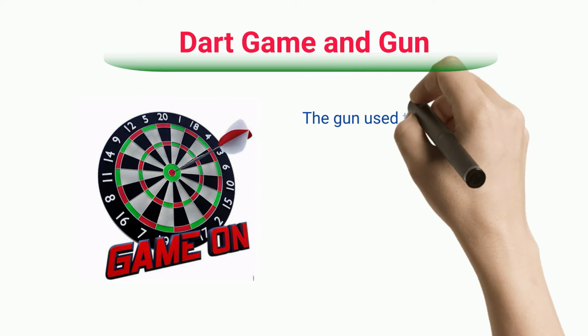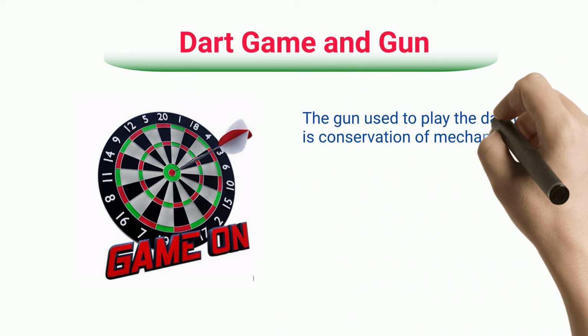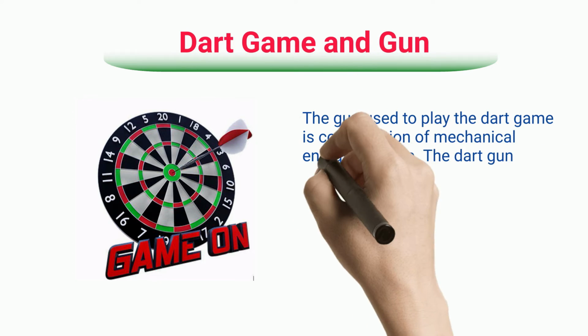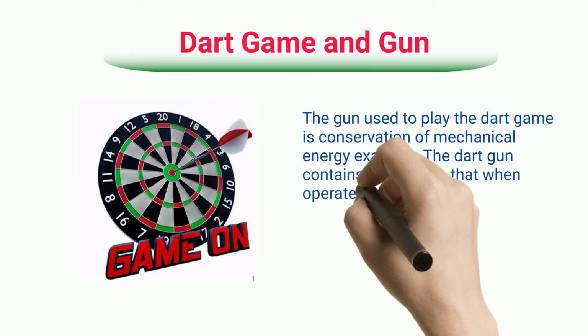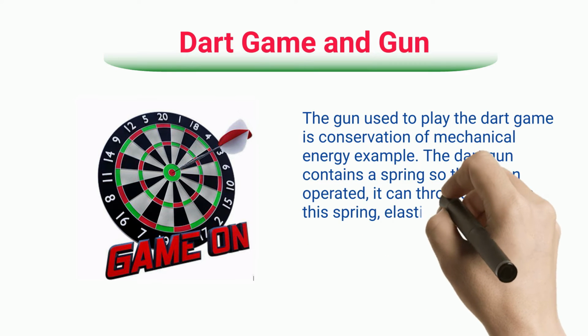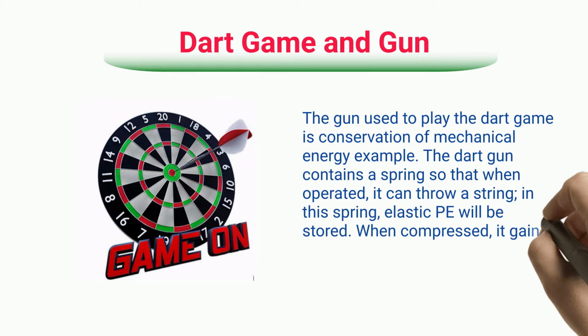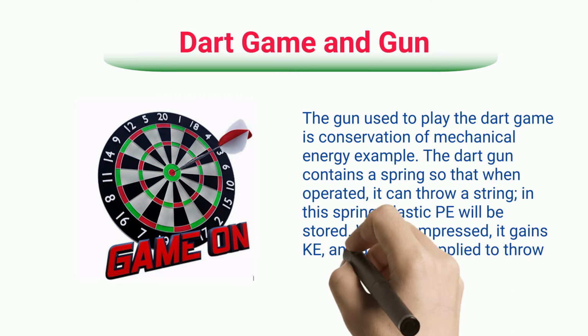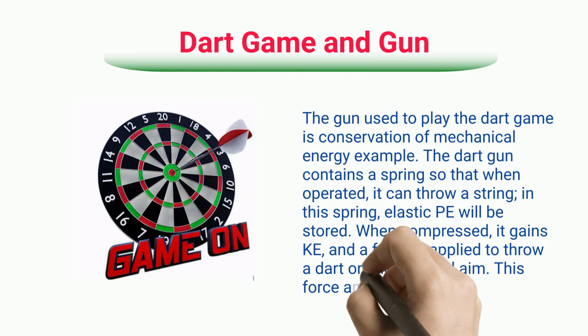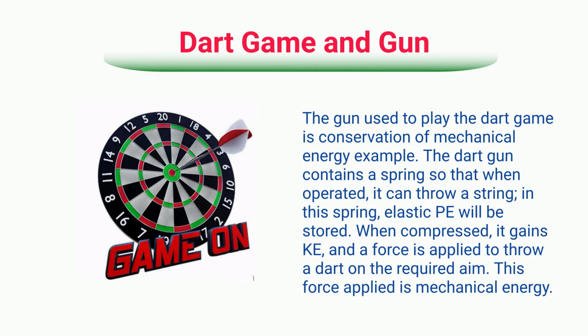Dart game and gun. The gun used to play the dart game is a conservation of mechanical energy example. The dart gun contains a spring so that when operated, it can throw a dart. In this spring, elastic PE will be stored. When compressed, it gains KE, and a force is applied to throw a dart on the required aim. This force applied is mechanical energy.